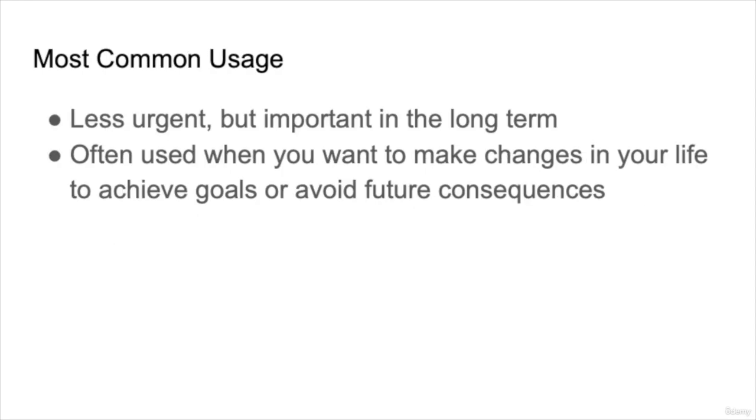So need to is one of the more interesting of the modal auxiliary verbs in that its meaning is not quite clear. It's very similar to have to, except the nuance here is it's less urgent, but it's quite important long term. So need to is often used when you want to make changes in your life to achieve goals or avoid future consequences. So need to is something that you know is important to do for your future self. It's not urgent, but it's something that will be very important as time goes by.